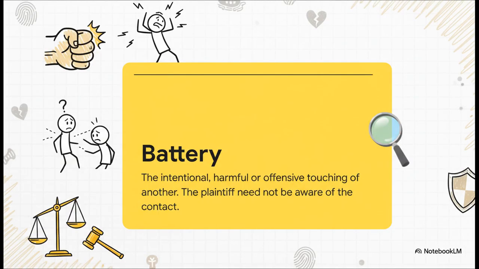Okay, let's break down B for battery. Now, this isn't just about throwing a punch. It's any intentional contact that's either physically harmful or is just offensive to a reasonable person. And here's the wild part. The person who was touched doesn't even have to know it happened at the time for it to be battery.